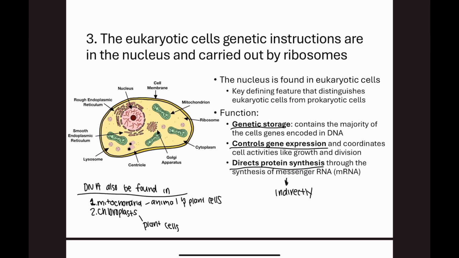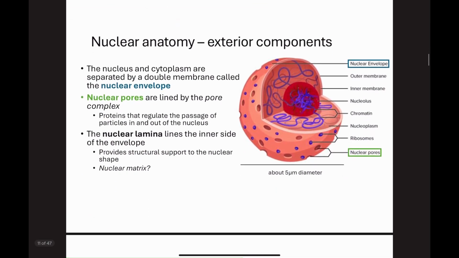So mRNA is going to leave the nucleus, and it's then going to be translated into proteins by ribosomes inside of the cytoplasm. The nucleus is enclosed by a double membrane called the nuclear envelope. And the nuclear envelope has an outer portion that faces the cytoplasm. We call that the cytoplasmic envelope.